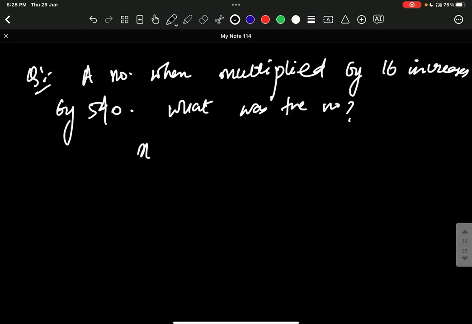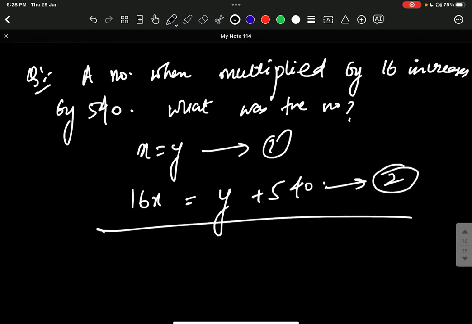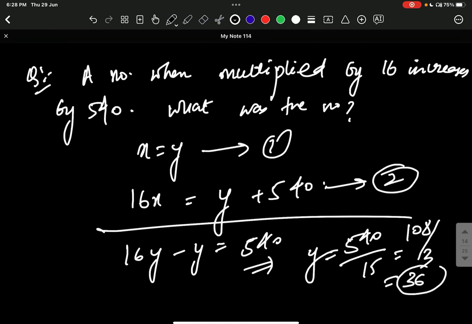नंबर क्या था? ओरिजिनली तो नंबर ठीक था, लेकिन जैसे ही मैंने इसको 16 से मल्टीप्लाई करा तो मेरा नंबर 540 से बढ़ गया, तो मेरी दो इक्वेशंस बन गईं। सॉल्व इट। दिस इज 16y minus y is equals to 540, which implies y is 540 divided by 15. कितना हो गया? 108 by 3. This is 36. Okay, so this is the right way and this is the right answer. You can do it in this way.